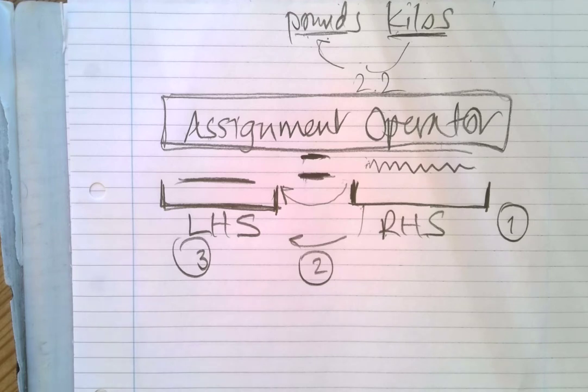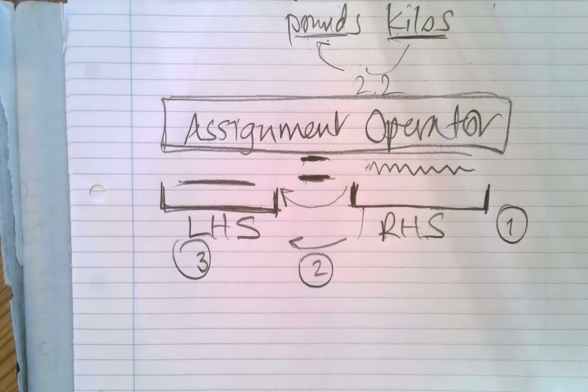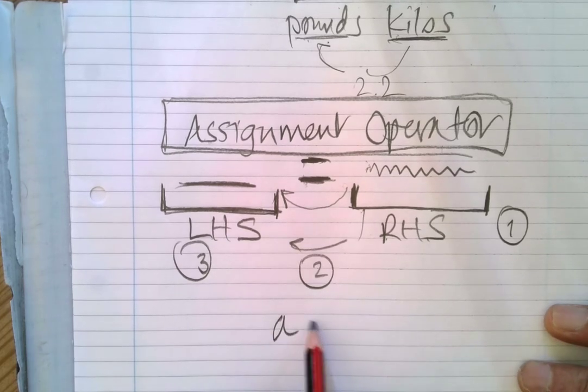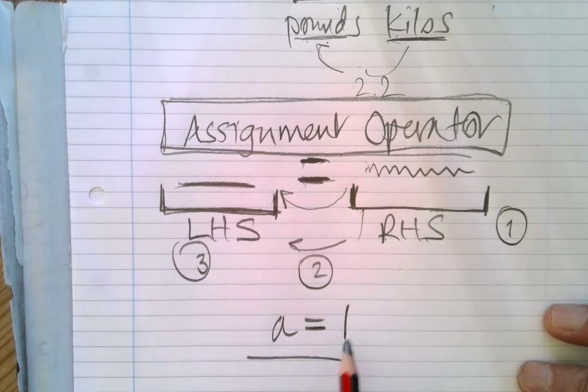You will find as you go through programming how important it is not to confuse this with just a straightforward equal sign. So, you know, A equals 1, right? That's an equal sign. 1 equals A, right, in maths.